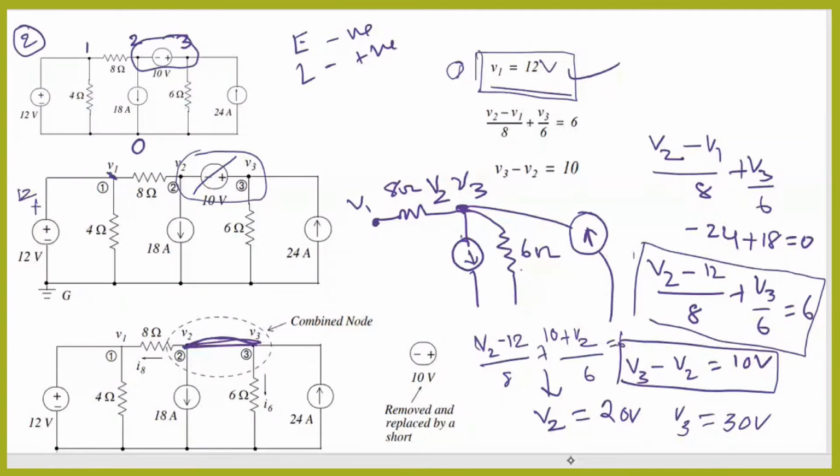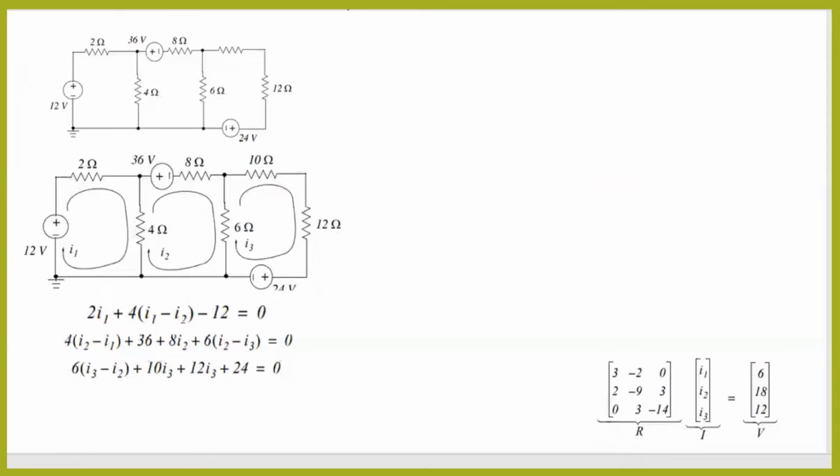Okay. This is mesh analysis. In the mesh analysis, we have to identify the number of meshes. How many meshes are there? 1, 2, 3. Three meshes. That means you are going to get 3 equations.